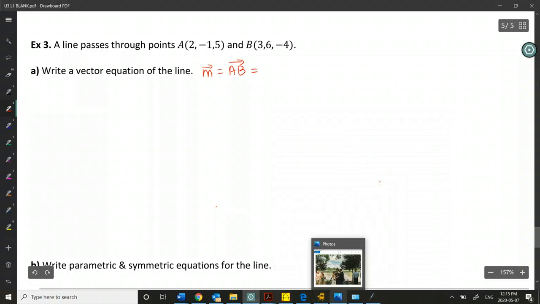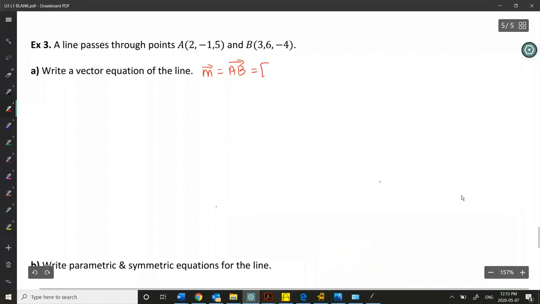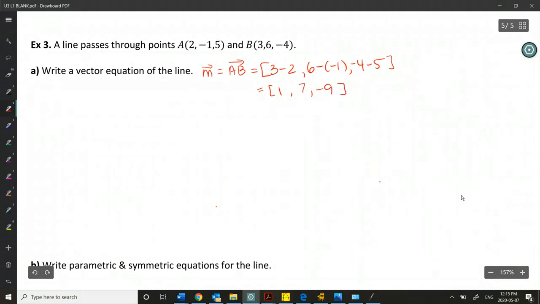Okay, so remember when we do AB, we're going to do tip components minus tail components, so B components minus A components, to find that direction vector. And that should give us the direction vector 1, 7, -9. And if you're given 2 points, you can actually use either of these 2 points as your position vector.